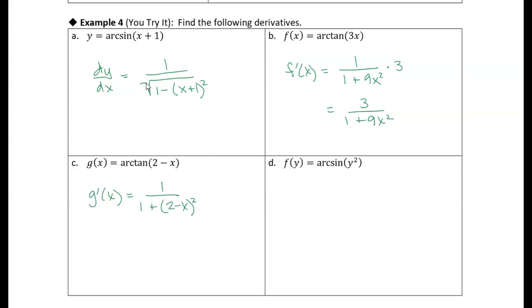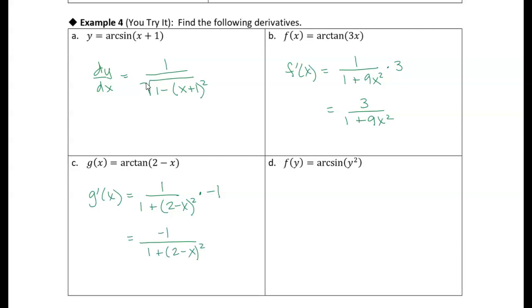Okay, and then don't forget about the chain rule. It's easy to forget about that. And so we're going to take all of that times the derivative of the inside function, which is just going to be minus 1. Okay, and if I want to be OCD about it, I can clean it up a little bit and write it this way.